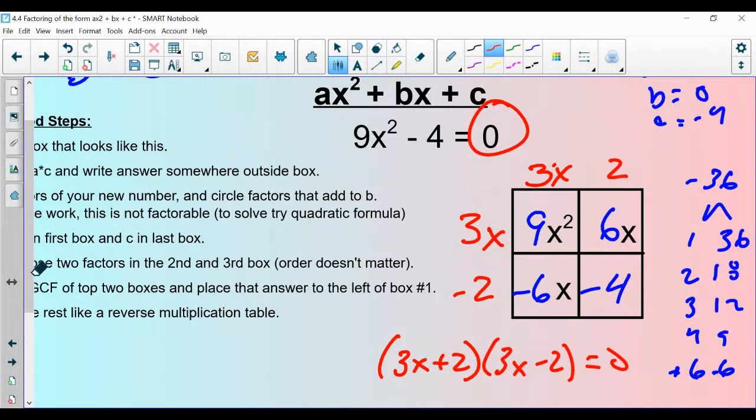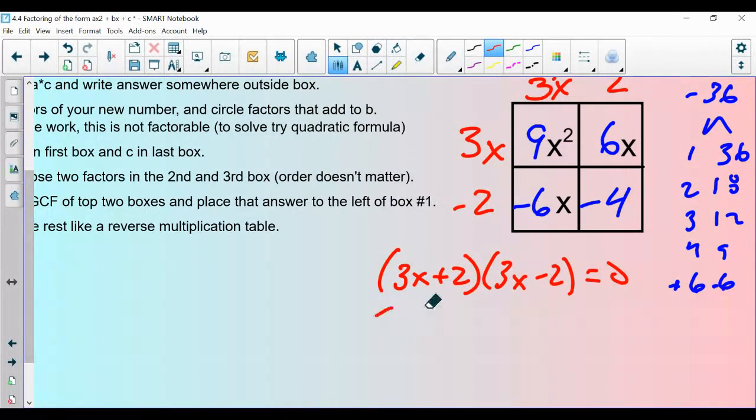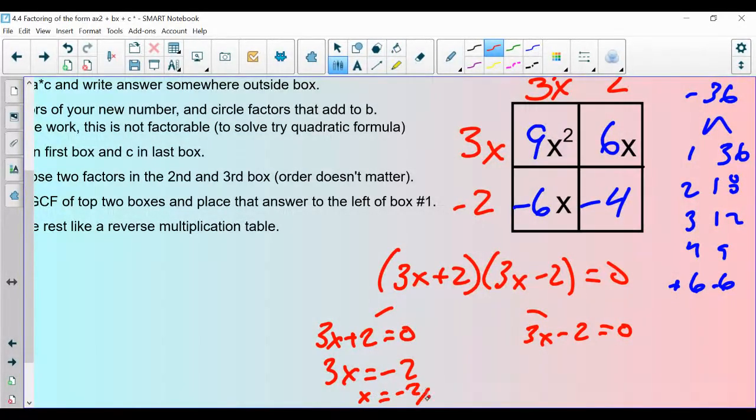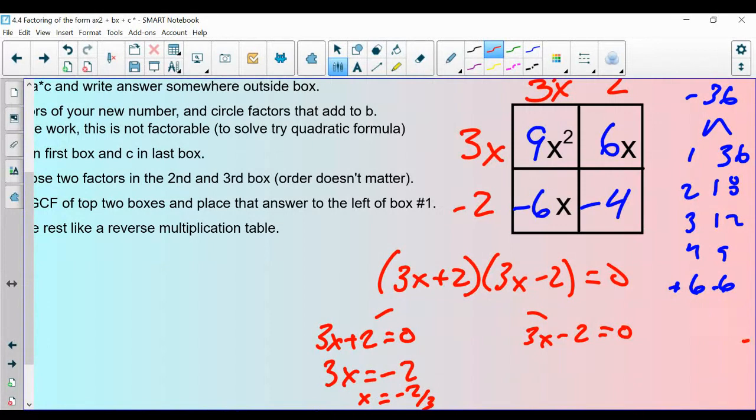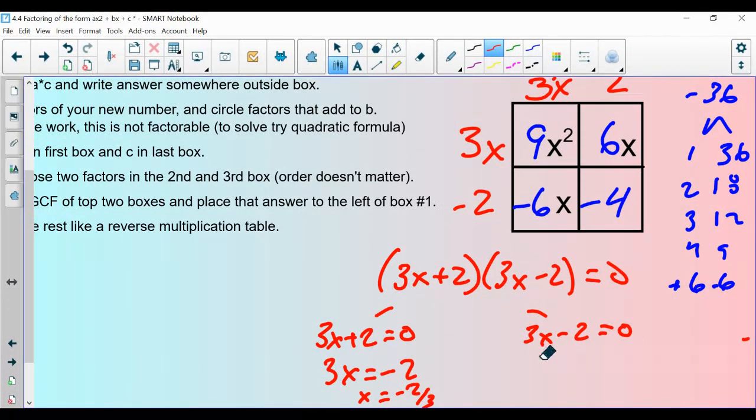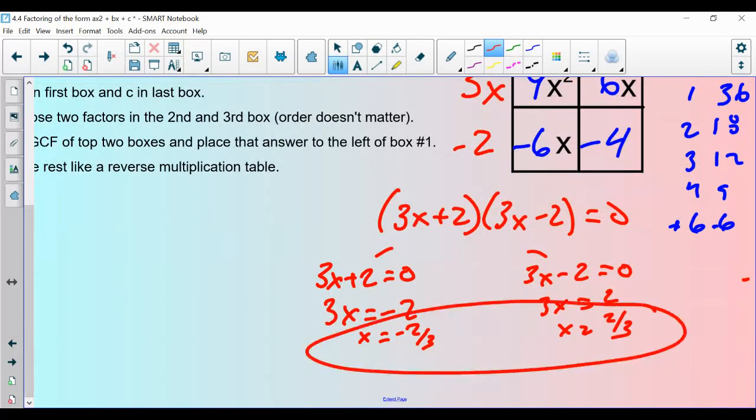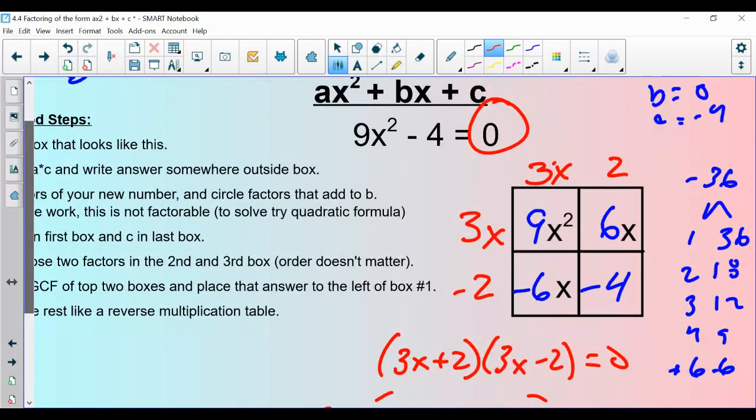Remember, this was set equal to 0. So then you just have to set each of these parentheses equal to 0, and that's going to be your answers. 3x is equal to negative 2, so x is equal to negative 2/3. Carrying on with this example over here, add 2. 3x is equal to 2, so x is equal to 2/3. These are both going to be your answers. Once again, you could easily check them by just plugging them in for x and making sure that you do get 0 out.